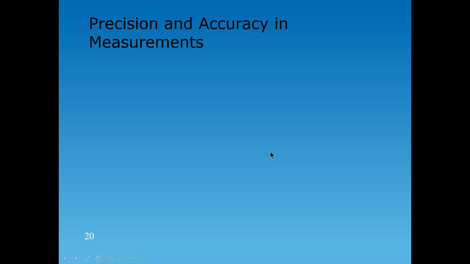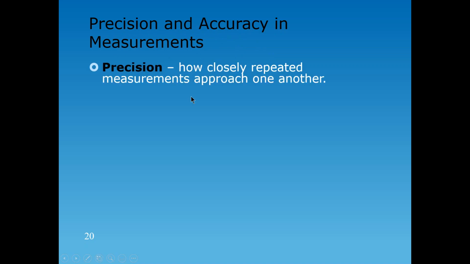So let us now get into a discussion of these two terms, precision and accuracy. Now, in everyday language, people tend to use these two terms as if they mean the same thing. However, in the sciences, where you're taking measurements, these are actually two different terms. All right, so let's define what we mean first by the word precision. Precision refers to how closely repeated measurements approach one another. All right, so that's what precision is.